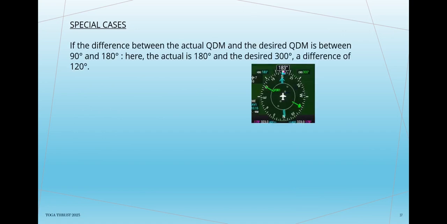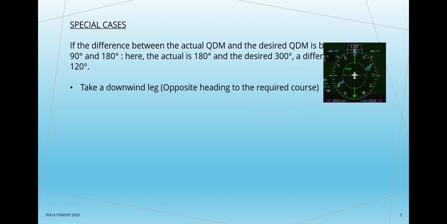If the difference between the actual QDM and the desired QDM is between 90 degrees and 180 degrees, here the actual is 180 degrees and the desired 300 degrees, a difference of 120 degrees, take a downwind leg, opposite heading to the required course. When abeam, chrono for 2 minutes.